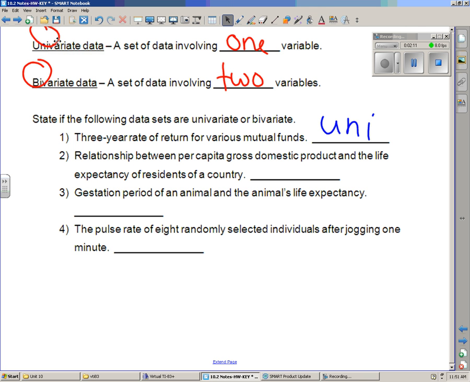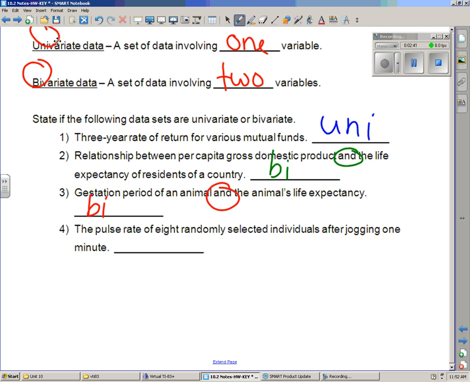Number 2, relationships between per capita gross domestic product and the life expectancy of residents of a country. Well, that's bivariate. That word and should really be key to letting you know that we're talking about two different things. 3, gestation period of an animal and the animal's life expectancy. There's that word and again. We're talking about gestation period versus life expectancy. That's going to be your bi.